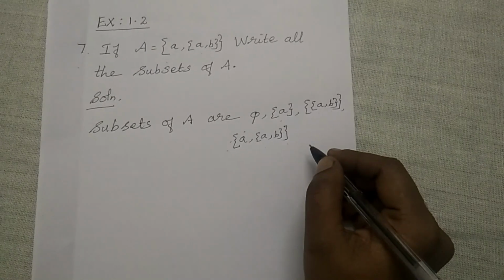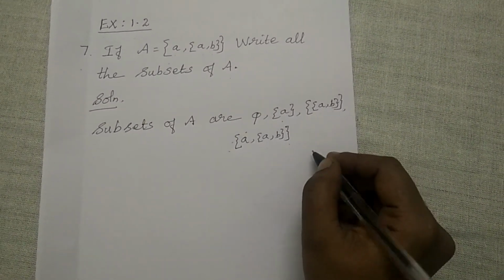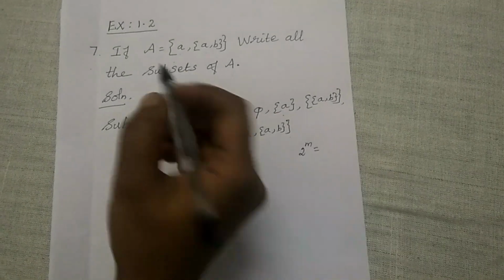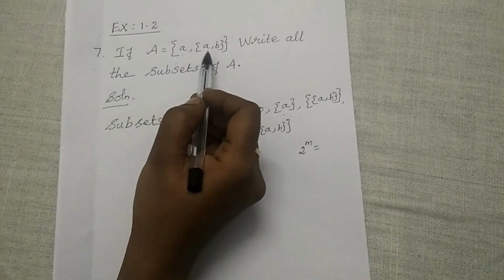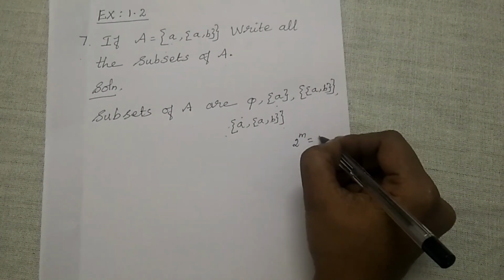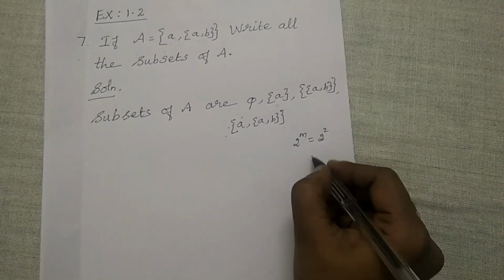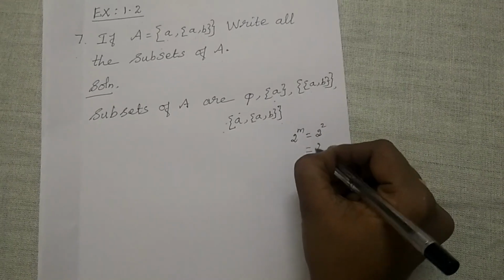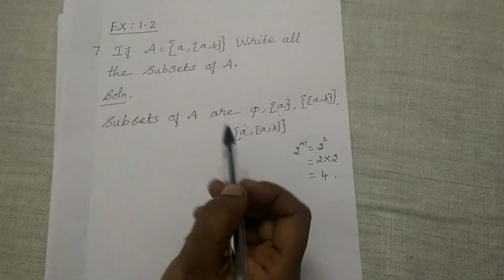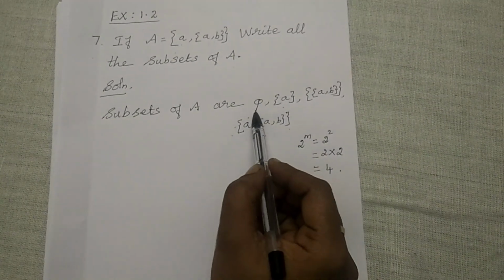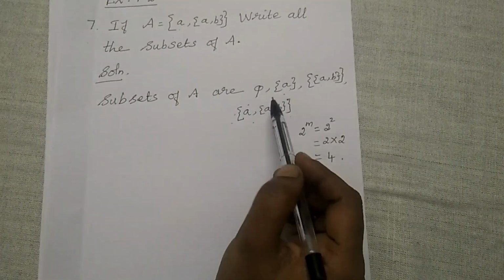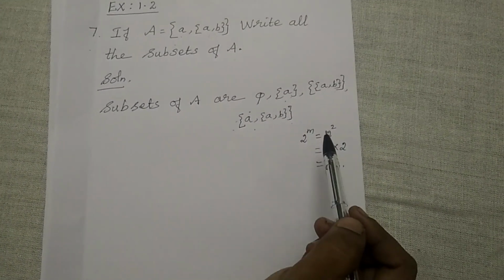Whether it is correct or wrong, how we can check? Then number of subsets, what's the formula? 2 power m, isn't it? Then 2 power m is equal to, here how many elements? n of A is 2 elements, isn't it? So, m is equal to number of elements. That means 2 power 2. Then 2 power 2 is 2 into 2, equal to 4. Then 4 subsets we will get. Okay, 1, 2, 3, 4. Suppose 2 elements are given, then 4 subsets we will get. Okay.